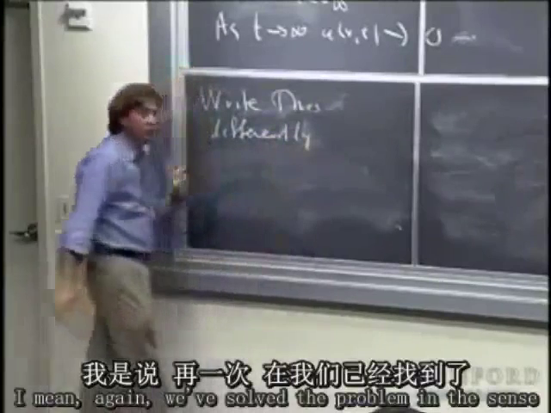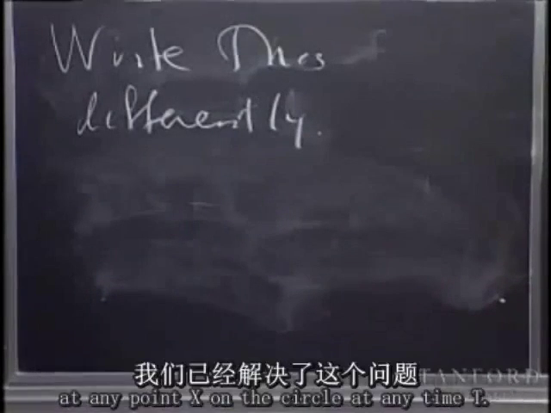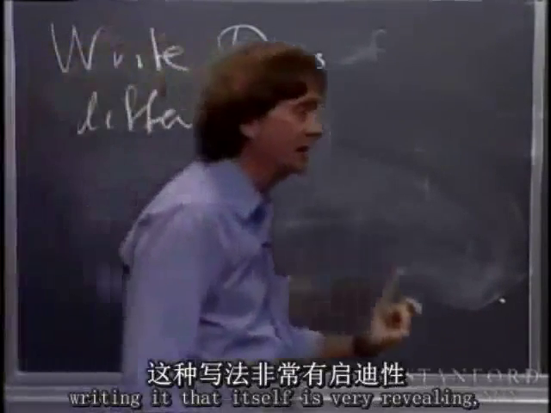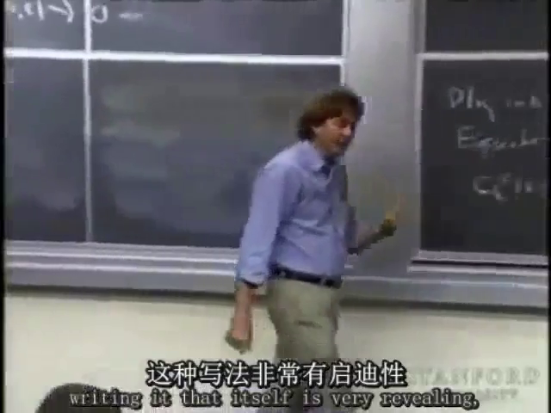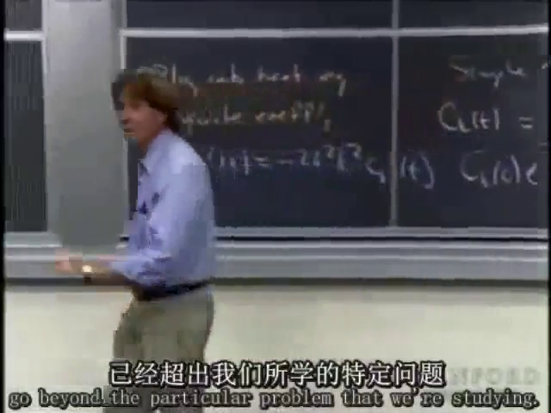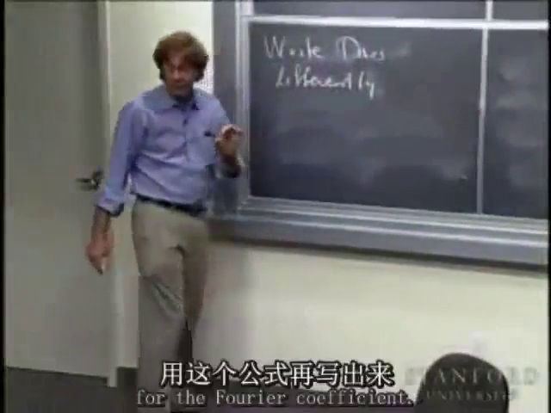I mean, again, we've solved the problem in the sense that we have found a formula for the temperature at any point x on the circle at any time t. All I'm saying is there's an alternate way of writing it that itself is very revealing and, in fact, has consequences that go beyond the particular problem that we're studying. All right, so to do that, I want to bring back the formula for the Fourier coefficient.